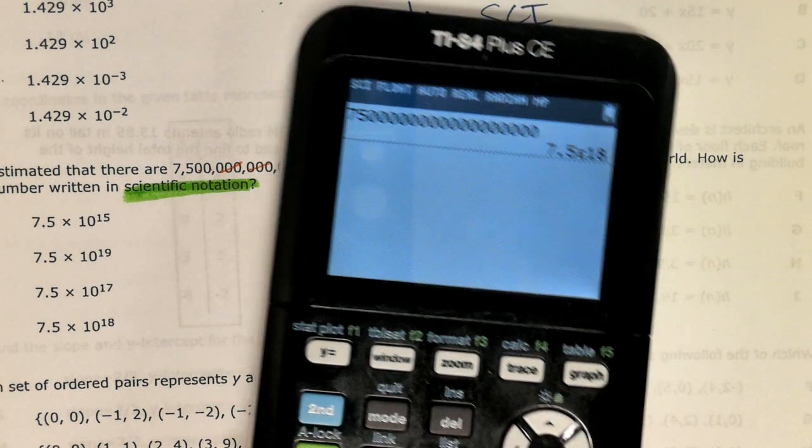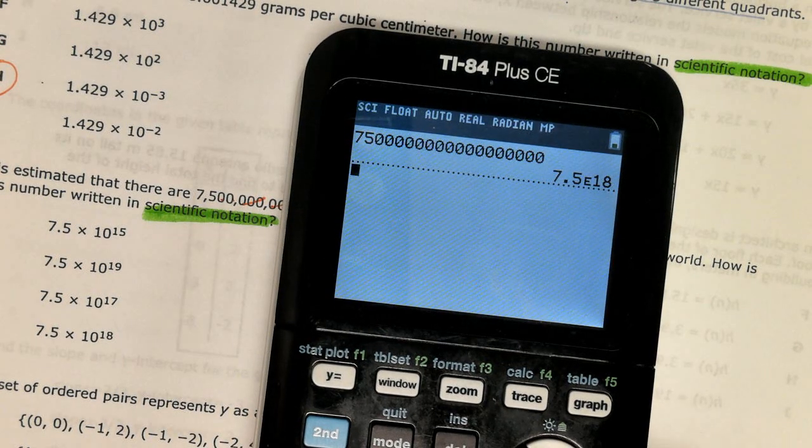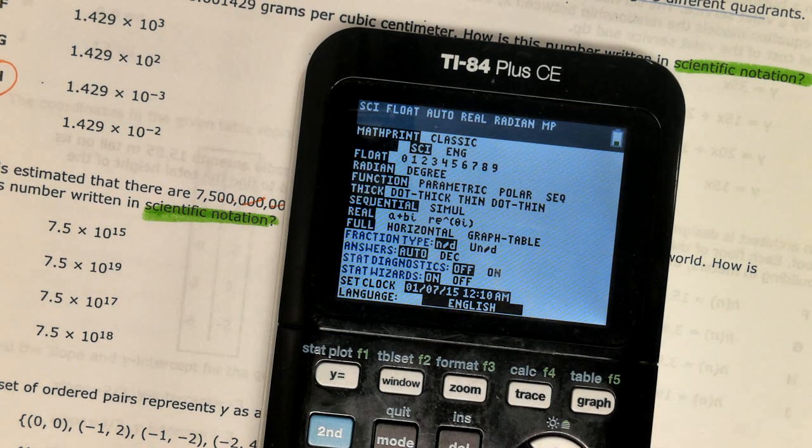Now, before I move on, what do I need to do to my calculator? Change it back to normal mode. So I'm going to go to mode and change this back to normal.